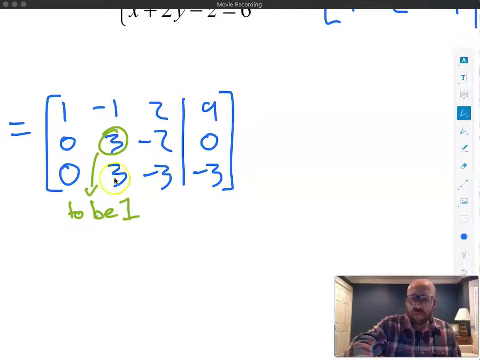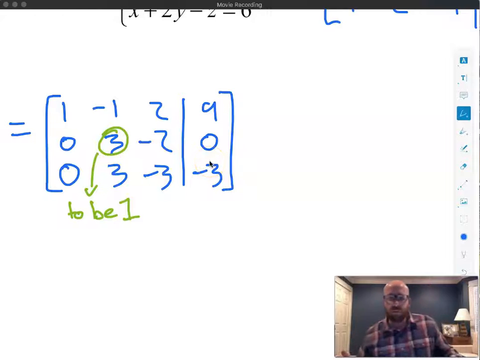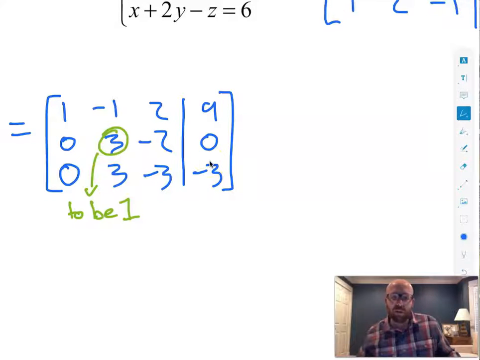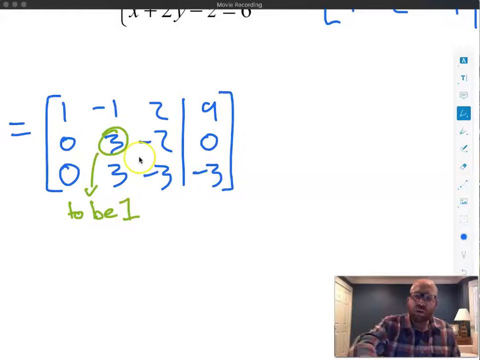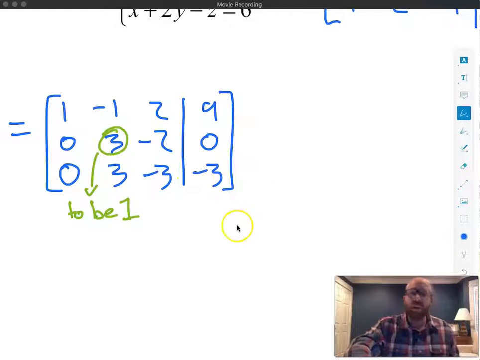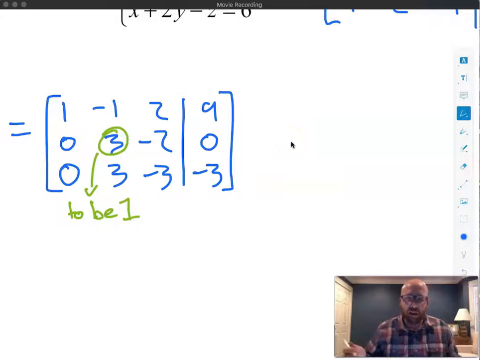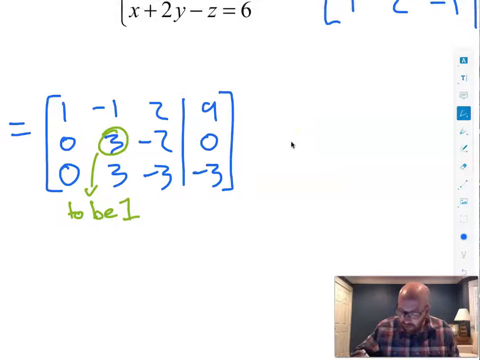So again, this is where your neighbor might do one thing and you might do something else. We could divide this row by 3 right now and then do our swap. Or we can do our swap now and then divide. I'm going to do the swap now. I'm going to take row 2 and swap it with row 3.